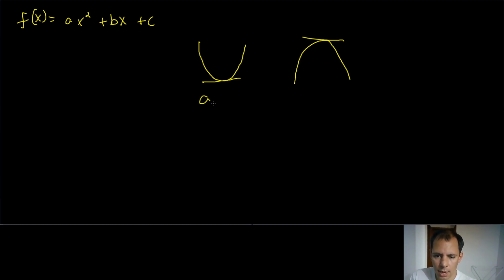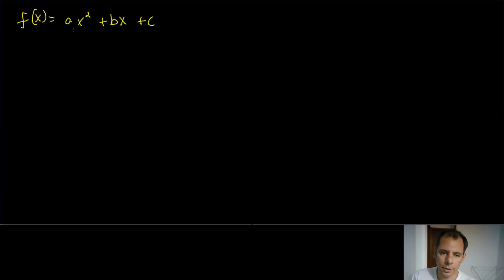In here, a is greater than 0. In here, a is less than 0. a cannot be 0. If a is 0, then this term becomes a 0, and you don't have a quadratic equation anymore. Now you got a linear equation, which is bx plus c, which is a straight line. So let's see here. We got to find the critical points. Well, what do we do? We got to make f prime of x, the first derivative, equal 0.